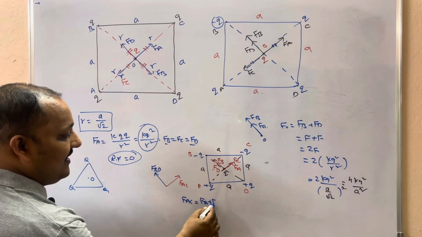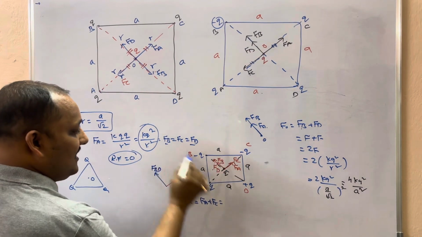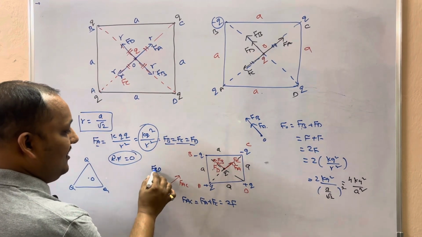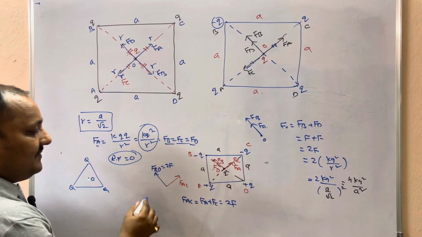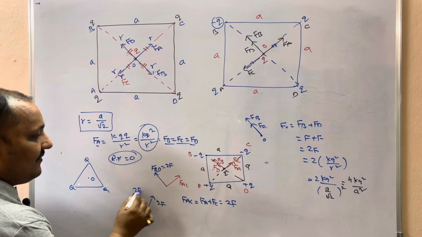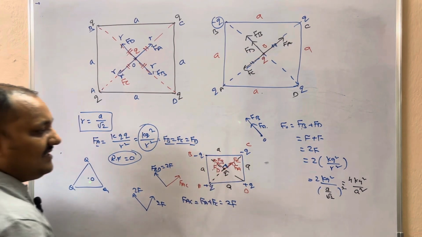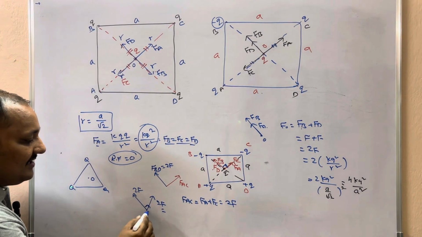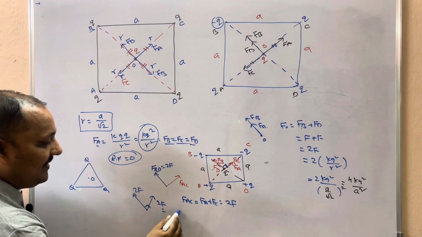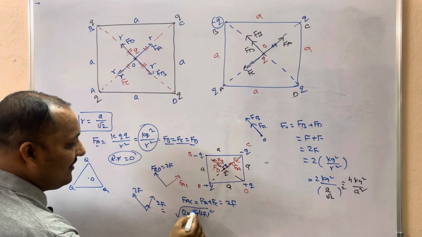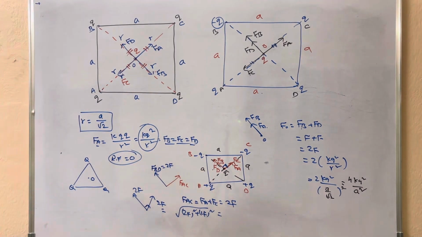So what is FAC now? FAC is FA plus FC. Again, both are the same. A, B, C, D, all are the same. Therefore, 2F. Here also you will get 2F. Now again, 2F and 2F. What is the angle between these two? 90 degrees. Therefore, with 2F at 90 degrees, the force at center will be the root of 2F whole square plus 2F whole square. Is it visible?